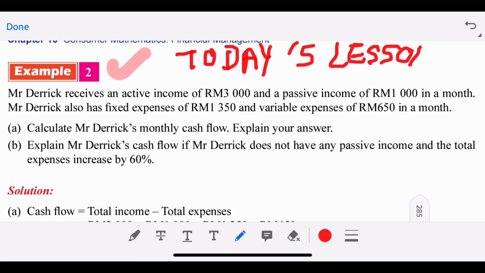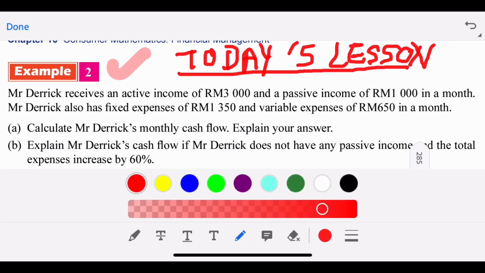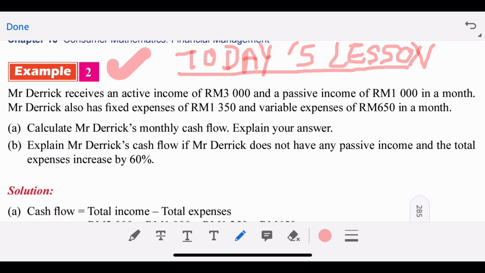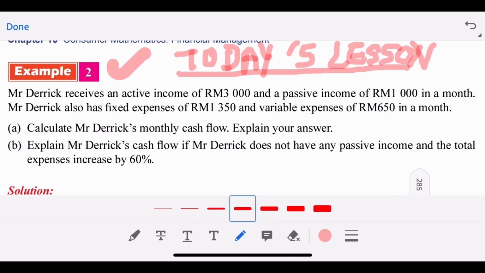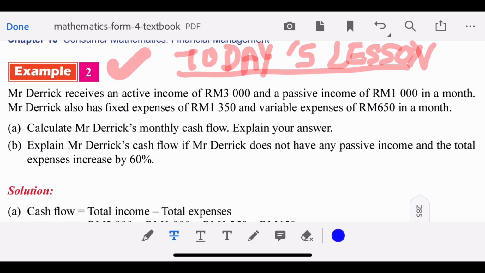Okay, for today's lesson, we will focus on how to calculate cash flow. So, first of all, step 1, you have to read the question. Read the question carefully. Make sure you really understand the question. How to make sure you really understand the question?